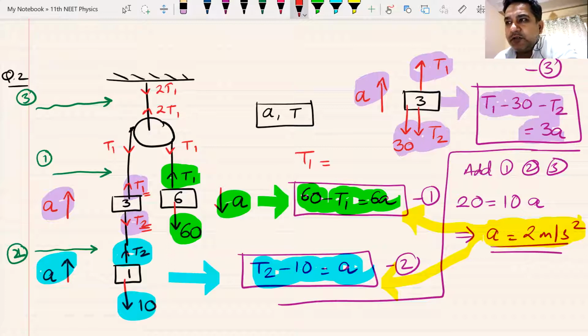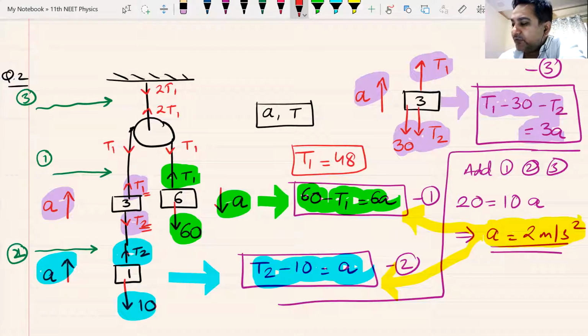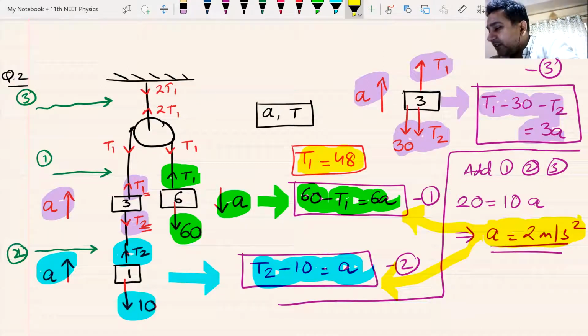What is the value of T1? The value of T1 is 48 newtons. Congratulations if you have got this answer. You put the value of A in equation number 1. You can also put the value of A in equation number 3. If you know T2, you will be able to get the value of T1.